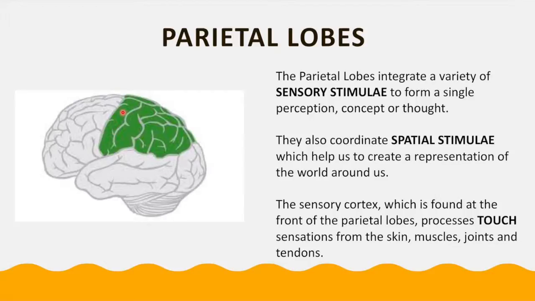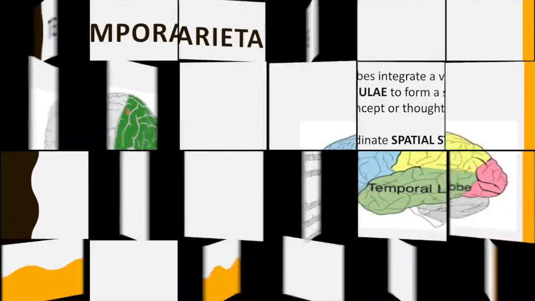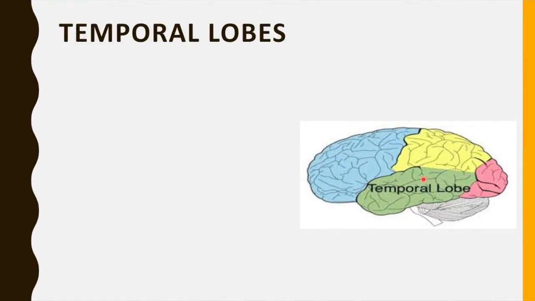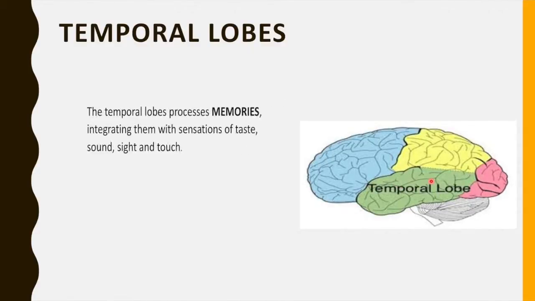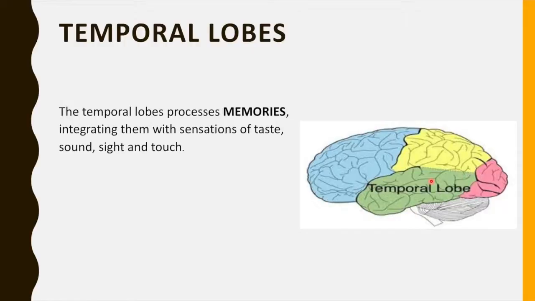And the sensory cortex is responsible for processing sensations from the skin, muscles, joints, and tendons. So we've talked about the frontal lobe and the parietal lobe, so let's move on to the temporal lobe marked here in green. So the temporal lobe is responsible for processing memories and integrating them with the sensations of taste, sound, sight, and touch in order to form much stronger memory traces.